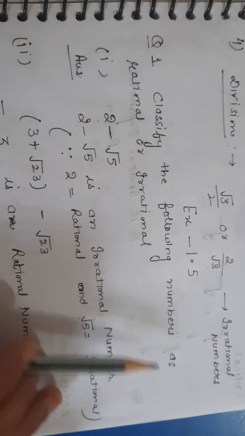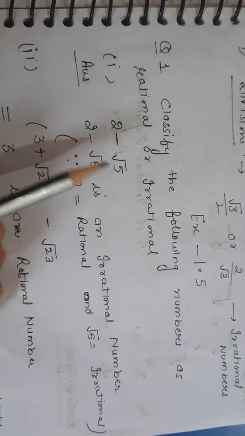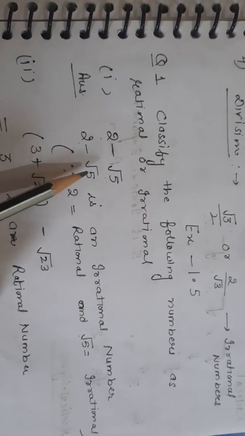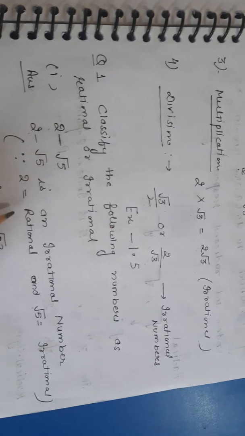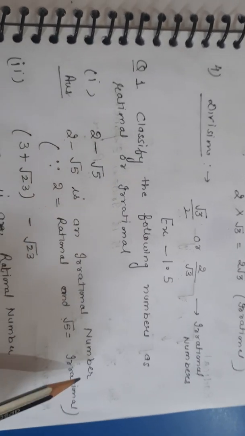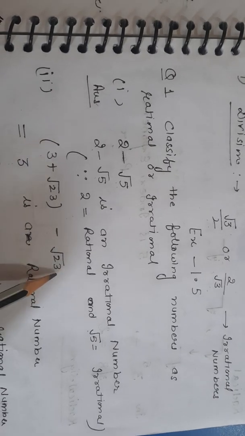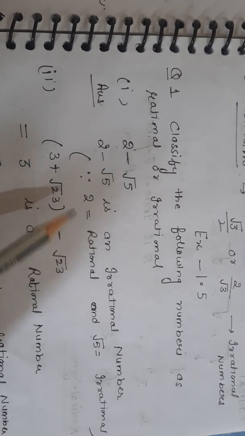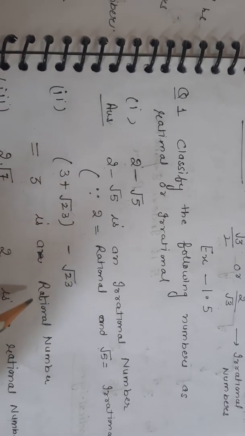Now, exercise 1.5. Classify the following numbers as rational or irrational. The first is 2 minus root 5. Here 2 is rational, root 5 is irrational. So from here, if we have one rational and another irrational, the subtraction is also going to be irrational. Now, 3 plus root 23 minus root 23. These two are irrational numbers. You subtract them, this cancels. So the answer is 3, which is going to be a rational number.